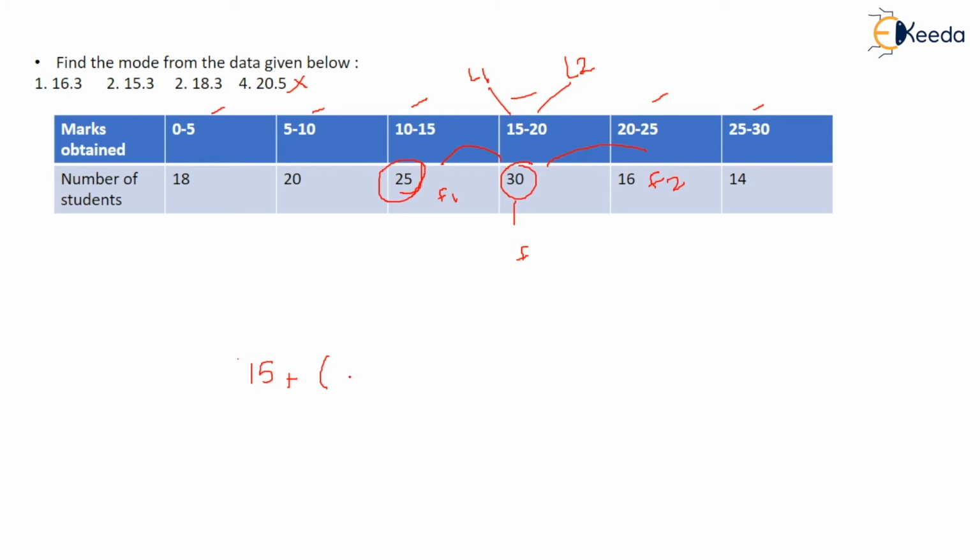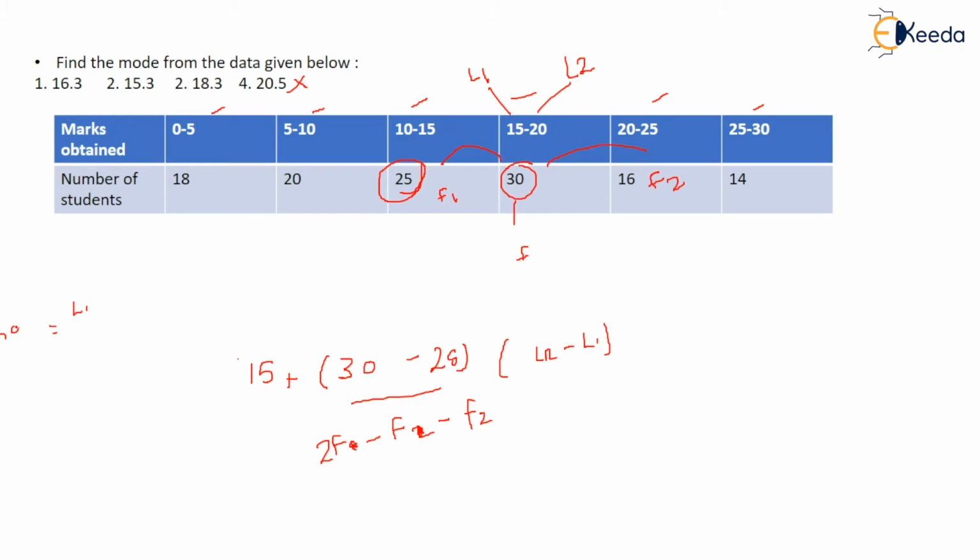Then f minus f1, so the maximum frequency is what? 30 minus f1, the lower frequency, that is 25, upon 2 times f minus f1 minus f2, into L2 minus L1. Okay, so I will just write down the formula so that you can remember.